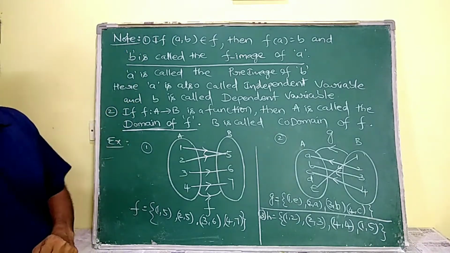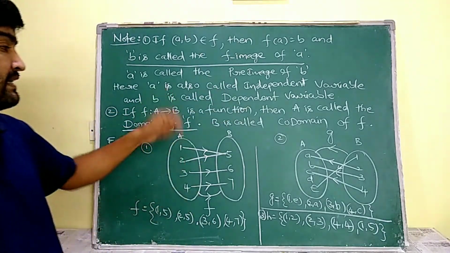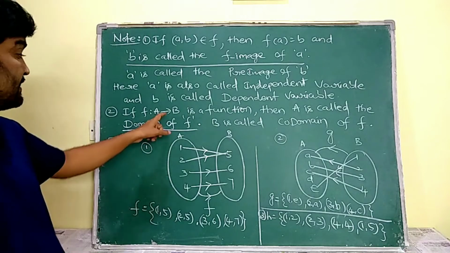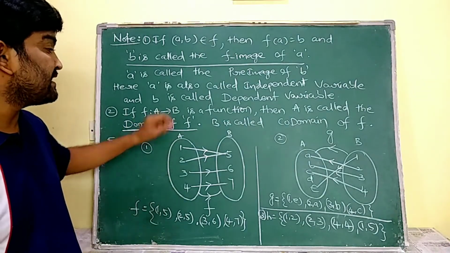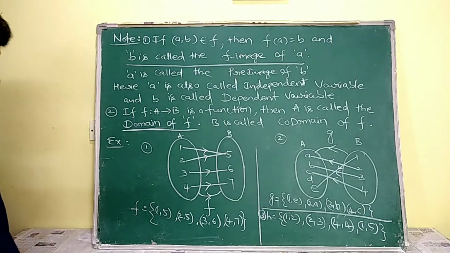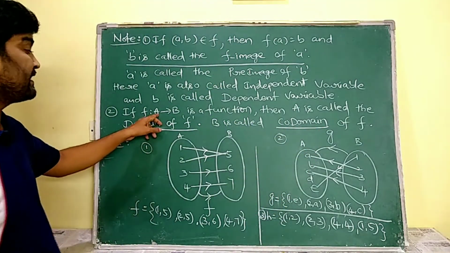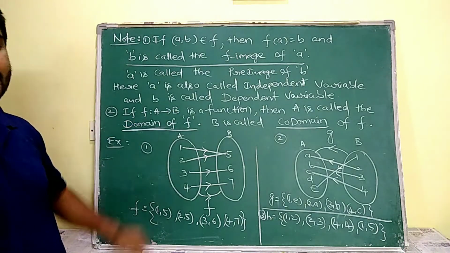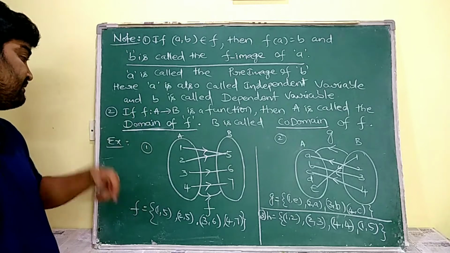Coming to note point 2, if F is mapping from A to B and is a function, then this set A is called the domain, and this B is called the codomain of the function F. Remember these two names.